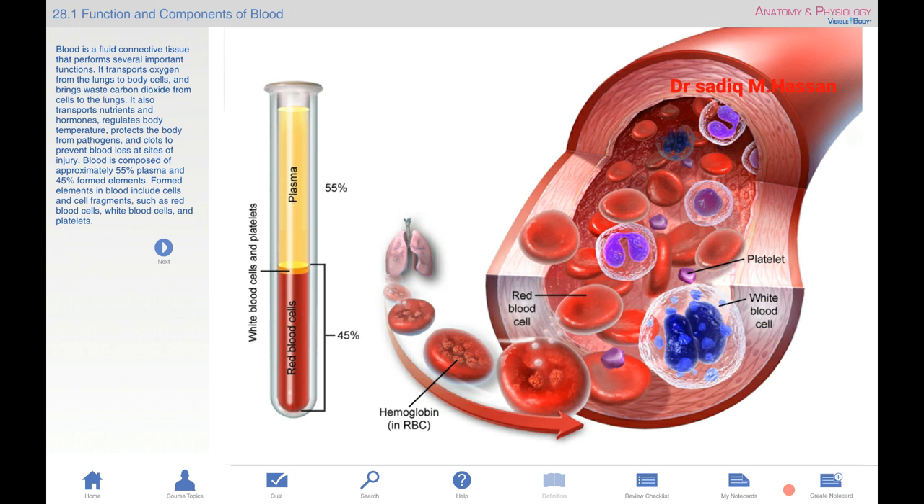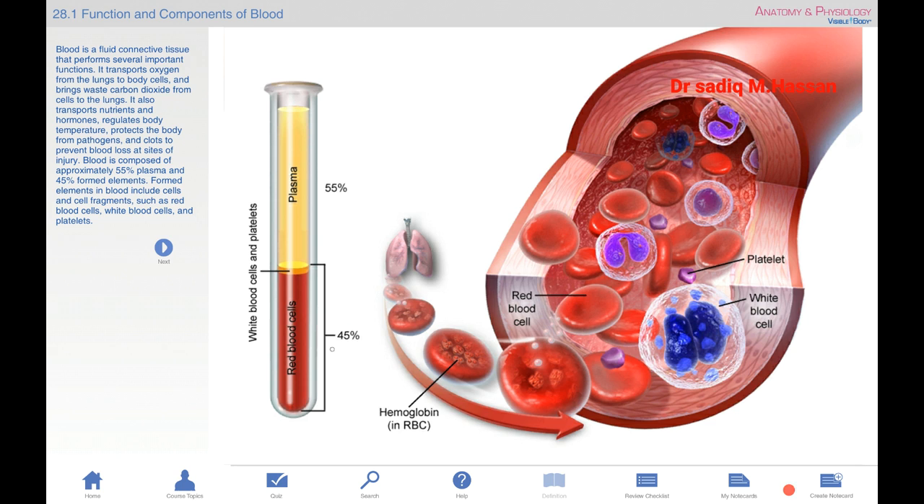What kind of plasma proteins? Three important ones, for example albumin, globulin, and fibrinogen. These are the 7% dissolved plasma proteins. What is the remaining 3%? Well, this includes electrolytes, amino acids, glucose, other nutrients, enzymes, antibodies, hormones, metabolic wastes, and traces of other materials.